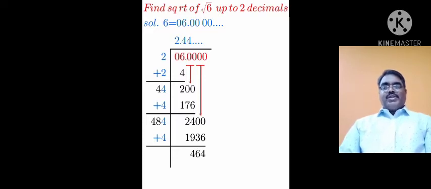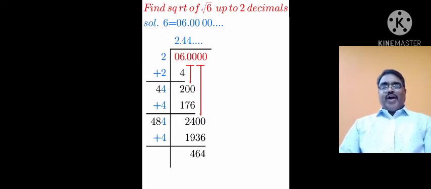Take the different trials here. You take 0 instead of 4. Suppose 480 into 0, you get 0. Taking 1, 481 into 1, you get 481, which is far less than 2400. If you take 2 in place of 4, 482 into 2, which is also less than 2400. So if you take 484 into 4, you get 1936, which is close to 2400.